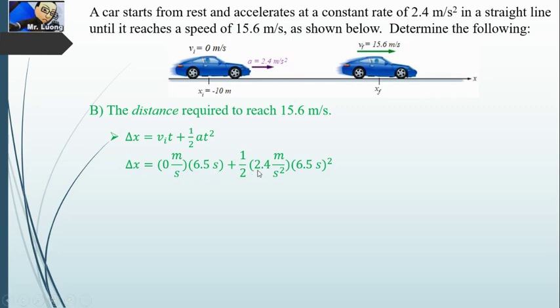And then the acceleration is 2.4 meters per second squared as indicated in the diagram. And the time here again is 6.5 seconds. And don't forget to square this particular quantity, as the function states it is t squared. So if you punch all this out in your calculator, you should get a value of 50.7 meters.